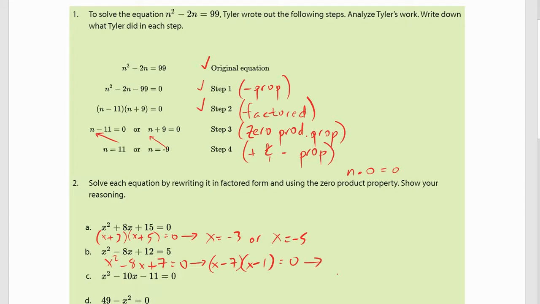So zero product properties applied. What's the opposite of negative 7? Positive 7. Or what about the x minus 1? What's the opposite of minus 1 or negative 1? Positive 1. So those would have given you your solutions.